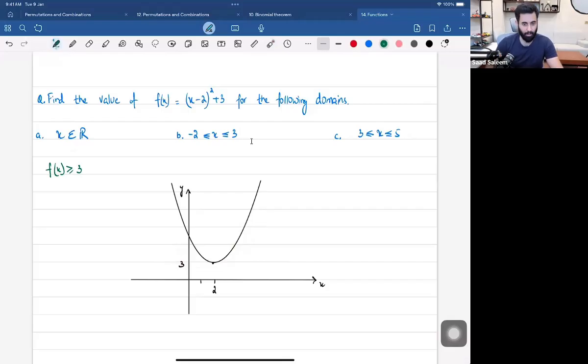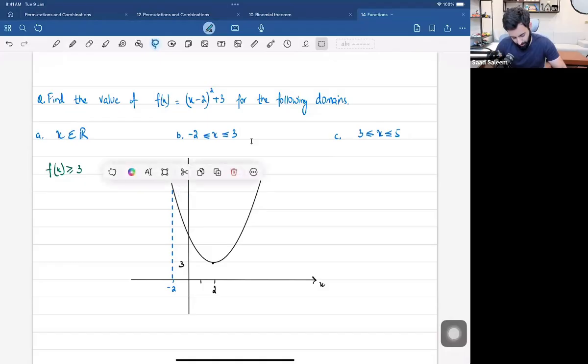Okay, now part B. Part B is from -2 to 3. So let's assume that -2 is somewhere over here, perhaps. Okay. So let's find out the corresponding y value at -2. We're going to have to make some adjustments. If I find out the corresponding y value at -2, which can be found by simply plugging -2 into the equation of the curve.